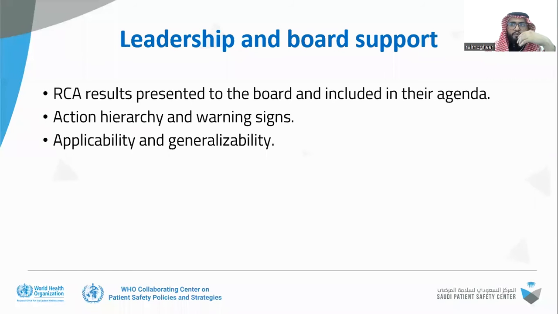The action hierarchy and warning signs of an effective RCA that were explained before will aid the CEO and board members in making a qualitative assessment to determine whether the RCA being done in the quality and patient safety department is of high quality, has been completed or not, and whether there should be modifications to it. Leaders then need to determine the applicability of the findings on a broader scale across their organization, or even beyond their organization, to take these actions.